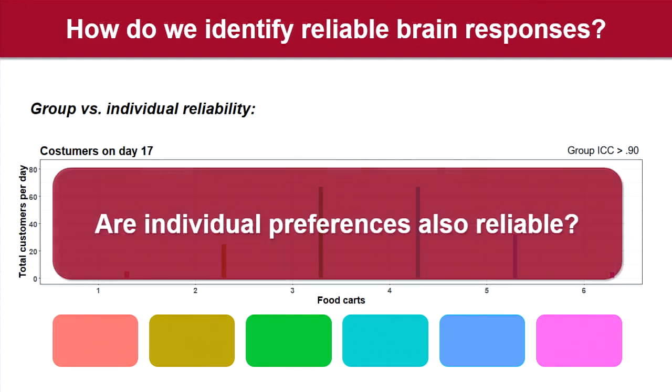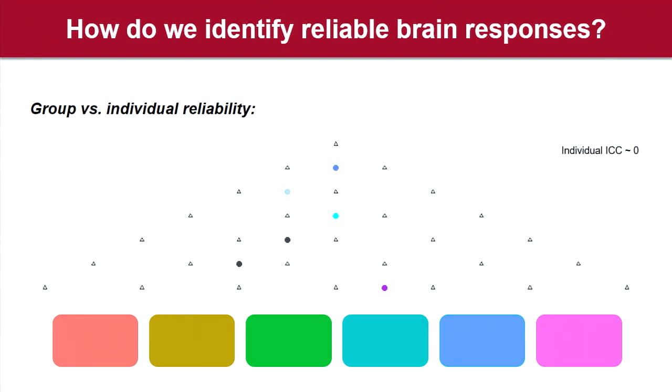But the question here really is, would it be possible to get the same picture on the group level without any reliability on the individual level? And the answer is yes, we can. If we reframe it, for example, as a Galton board, now you see the different customers choosing food carts. And we see there is actually no reliability on the individual level, because your choice on day one, for example, doesn't predict your choice on day two.